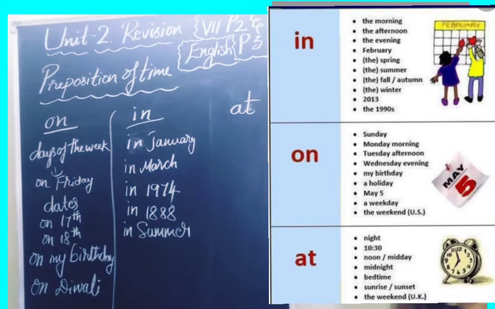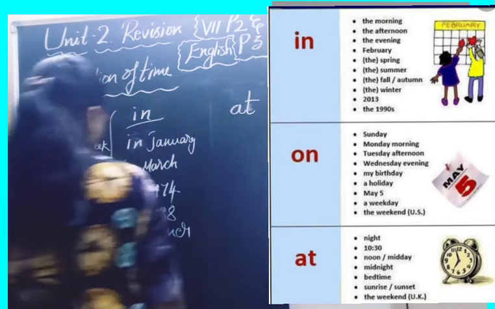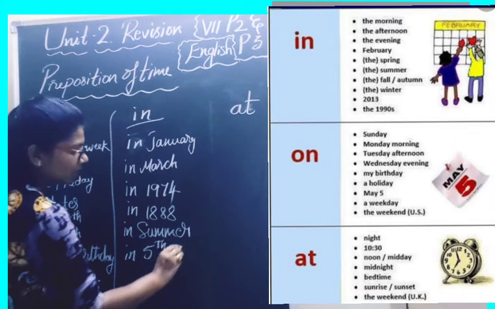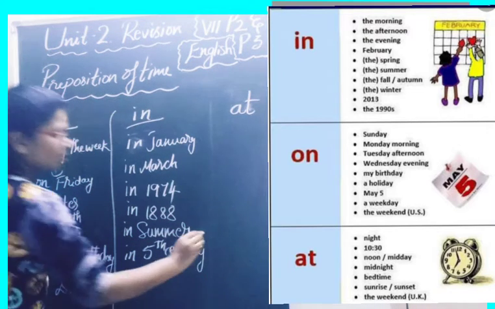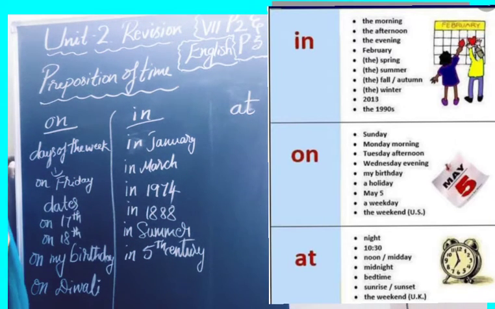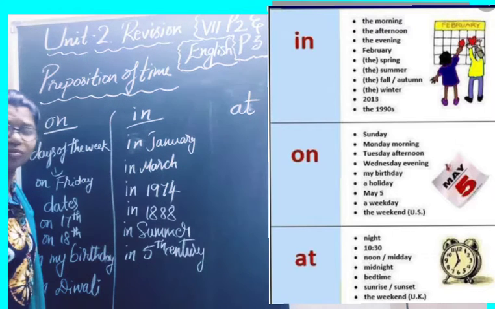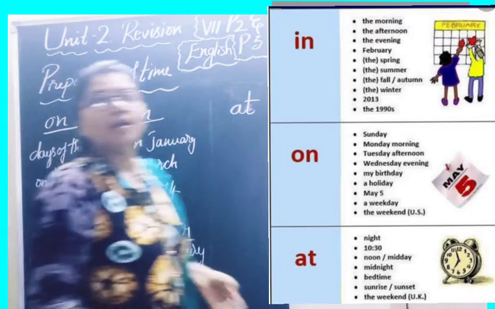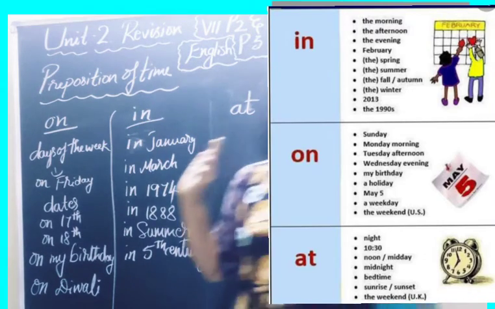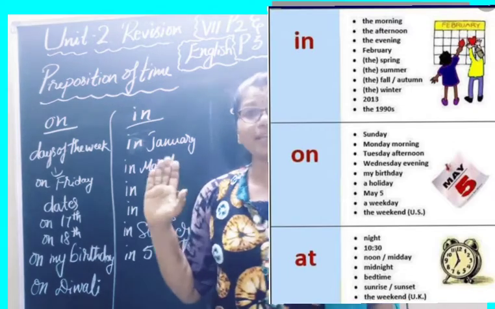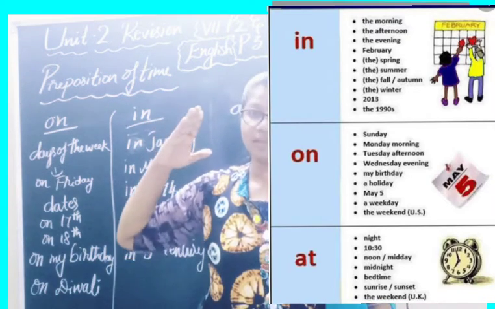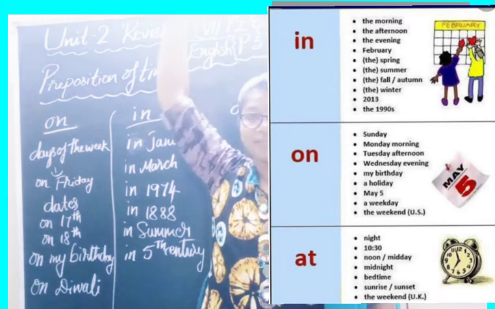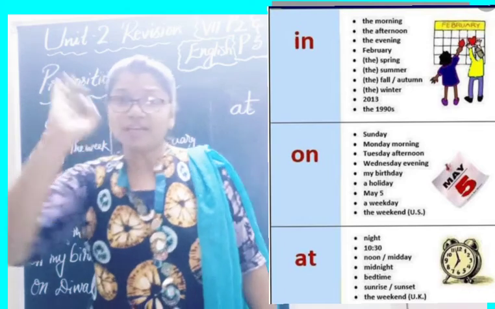For "in" also we use centuries. Like in the 5th century, or in the 7th century, like that. So before centuries also, not on 5th century. In the 5th century. For example, the Mughal kings ruled in the 5th century, not on 5th century. Wherever you use century, use "in".